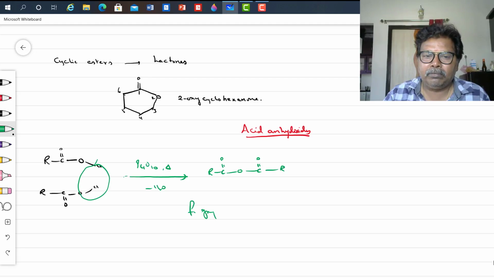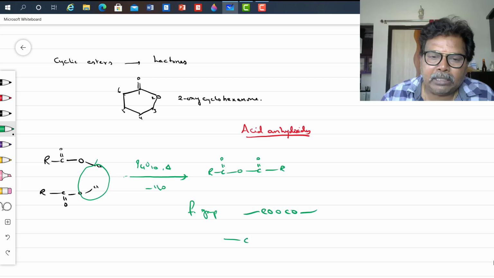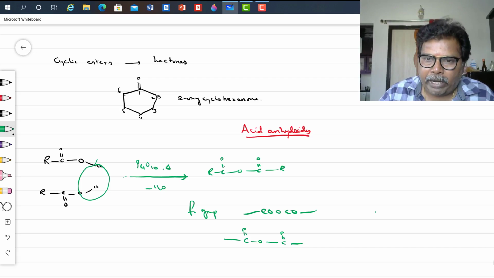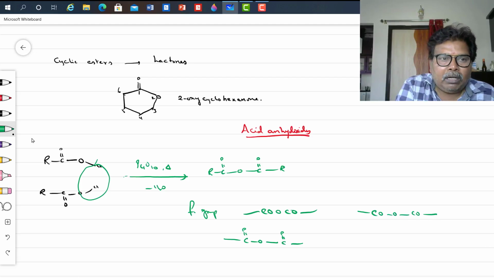The functional group is COOCO. It is a divalent functional group. So, you can write C double bond O, C double bond O with a line, or you can also write COOCO like this. There is no particular nomenclature for these compounds.